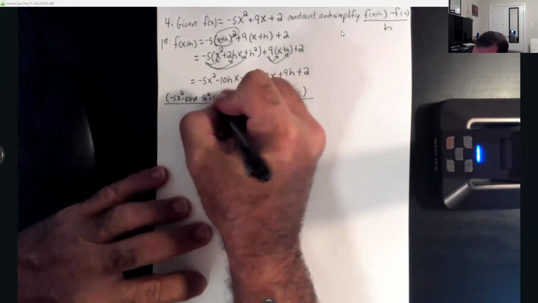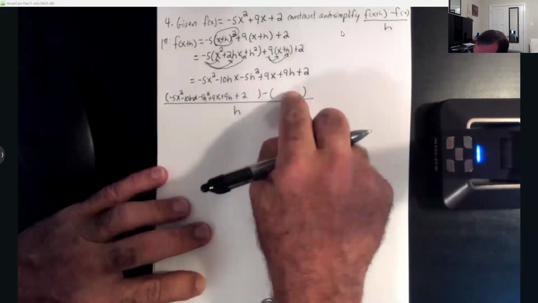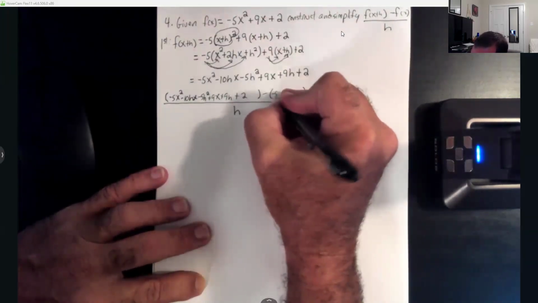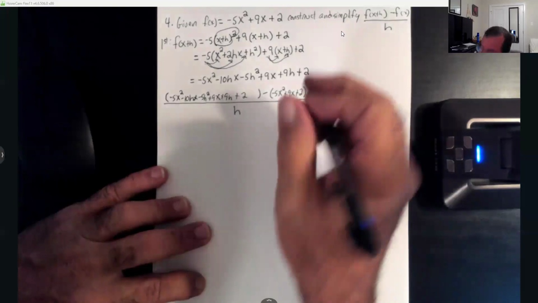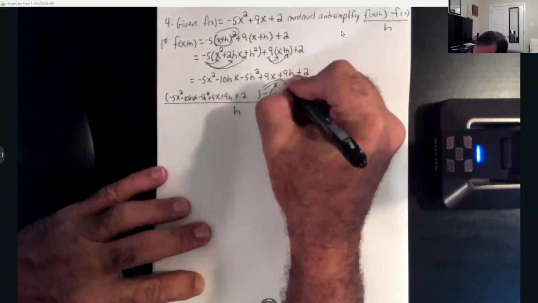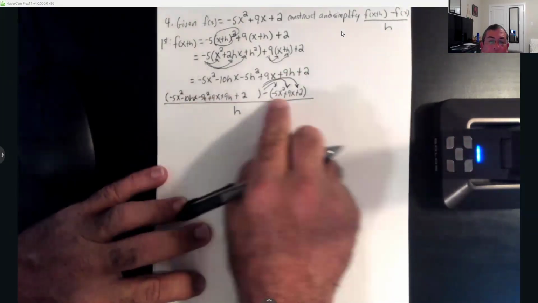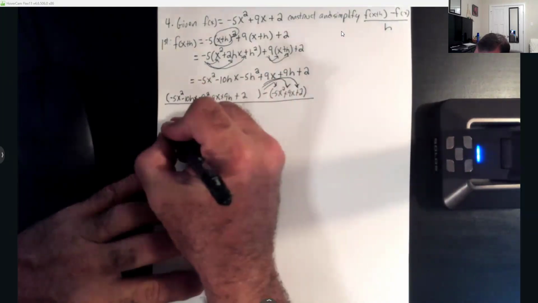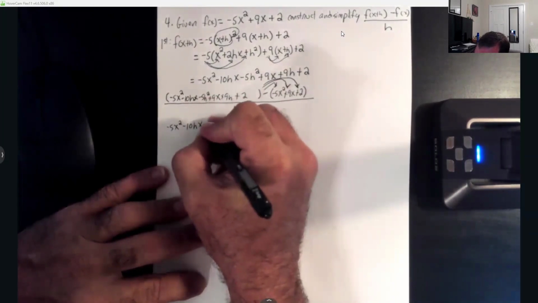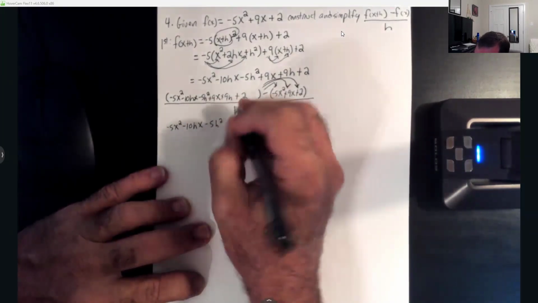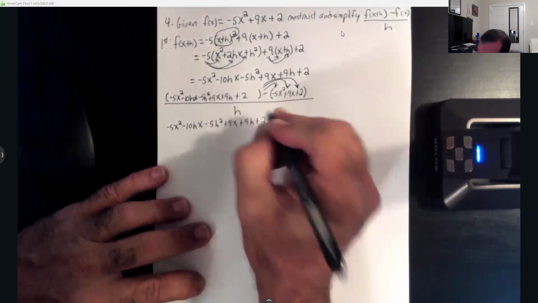All right, trying to write all that in here. 9x, 9h plus 2 minus f of x, which was a negative 5x squared plus 9x plus 2. So let me do all my distributing on that negative there and bring all these out. So negative 5x squared minus 10hx minus 5h squared plus 9x plus 9h plus 2.